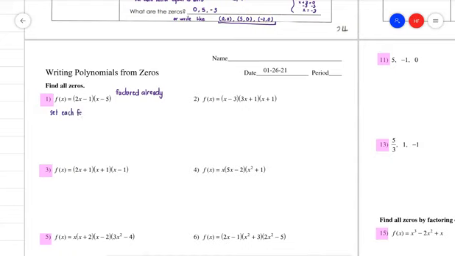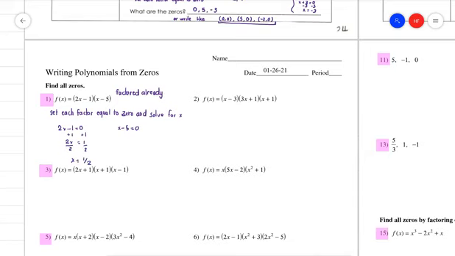factor equal to 0, and solve for x. So we have 2x minus 1 equals 0, and we have x minus 5 equals 0. So I'm going to solve this first one, and divide by 2, and get x is equal to 1/2.